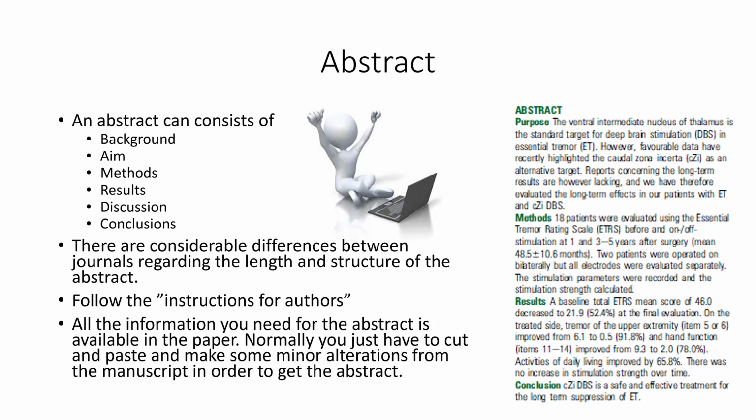A typical abstract will be around 200-250 words and might contain subheadings such as background, aim, methods, results, discussion, and conclusions. However, there are considerable differences between journals regarding the length and structure of the abstract, so you need to consult the journal's instructions for authors.